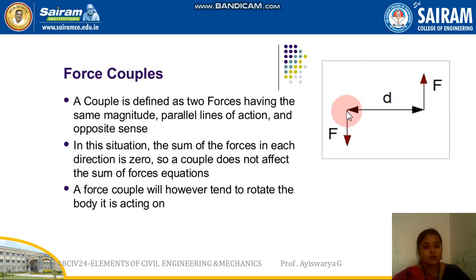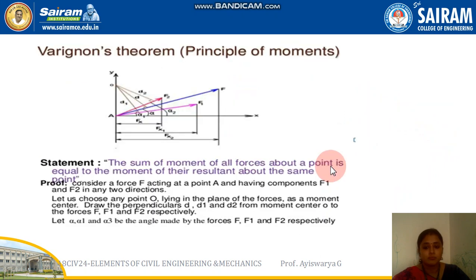into perpendicular distance, and a couple will be balanced only by an equal, another couple, only by an equivalent couple. A couple is said to be equivalent when the two couples have the same forces and definite distance. But it can be balanced only by another couple.